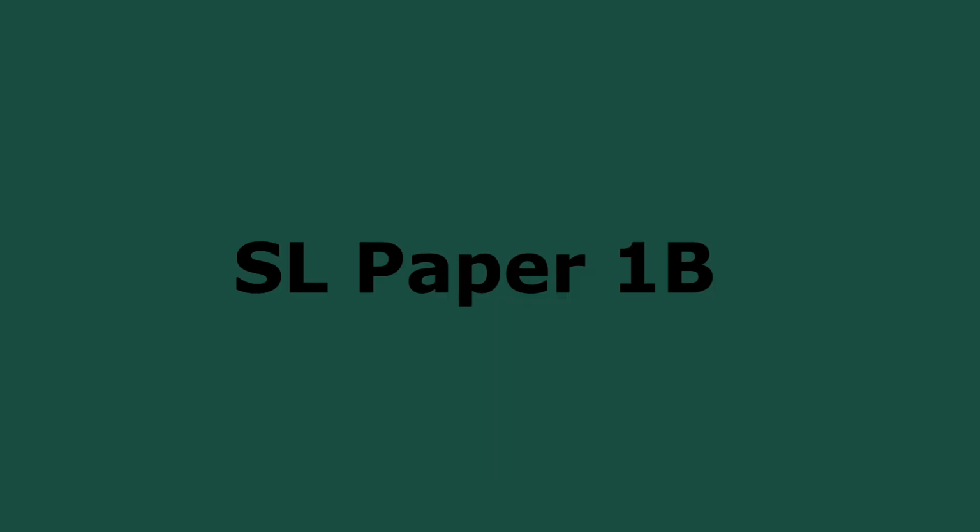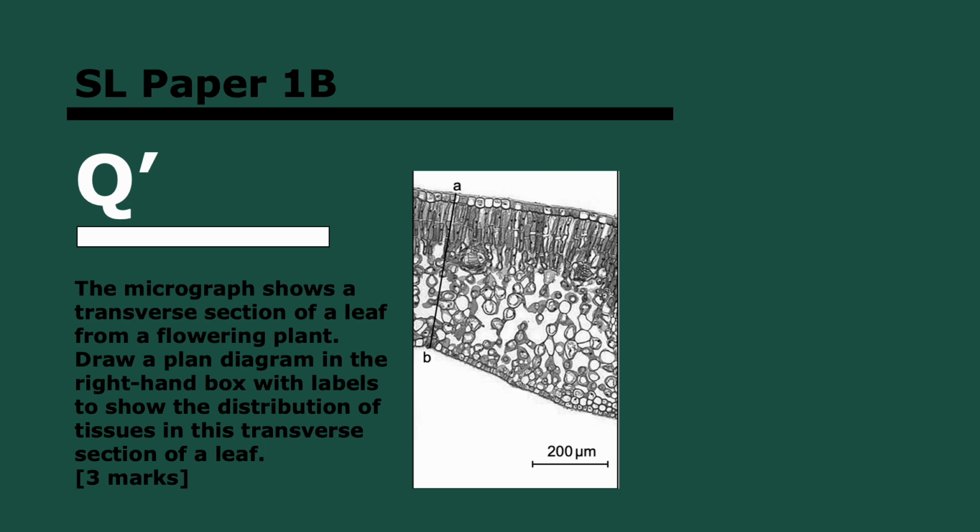Okay. Moving on, paper 1B. There's not much on this for theme B, but the first one is: the micrograph shows a transverse section of a leaf from a flowering plant.